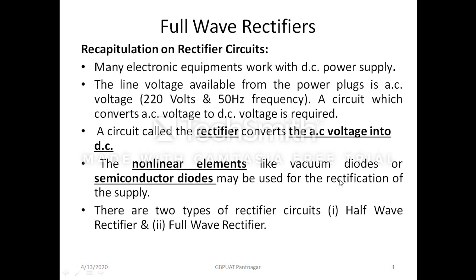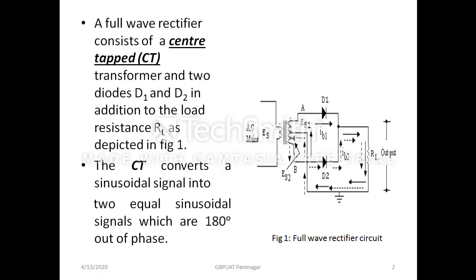And normally there are many nonlinear elements like vacuum diodes or semiconductor diodes, which are used for the process of rectification of an AC supply into an equivalent DC supply. So basically there are two types of rectifier circuits. You might all be aware of this: half wave rectifier and full wave rectifier. We have already discussed half wave rectifier in our previous lectures. So here in this lecture we'll be discussing full wave rectifiers.